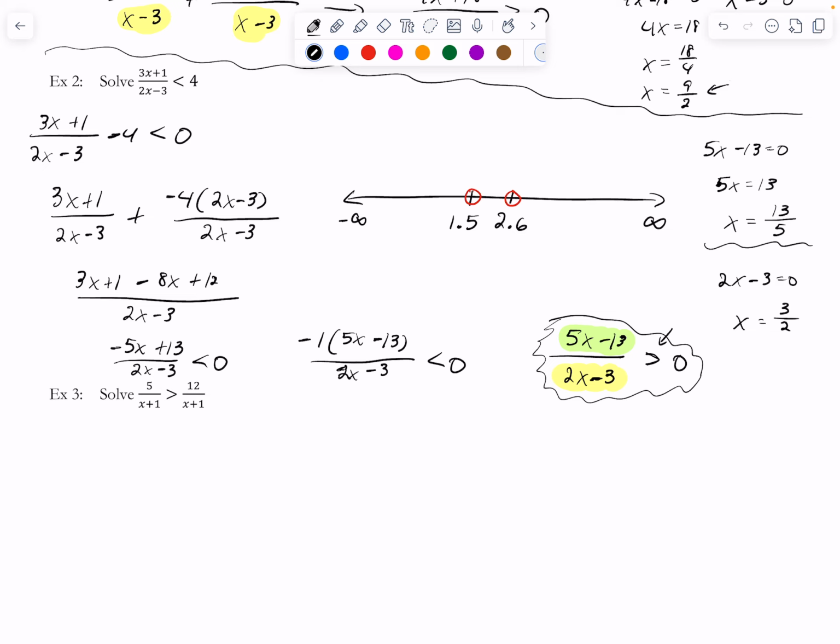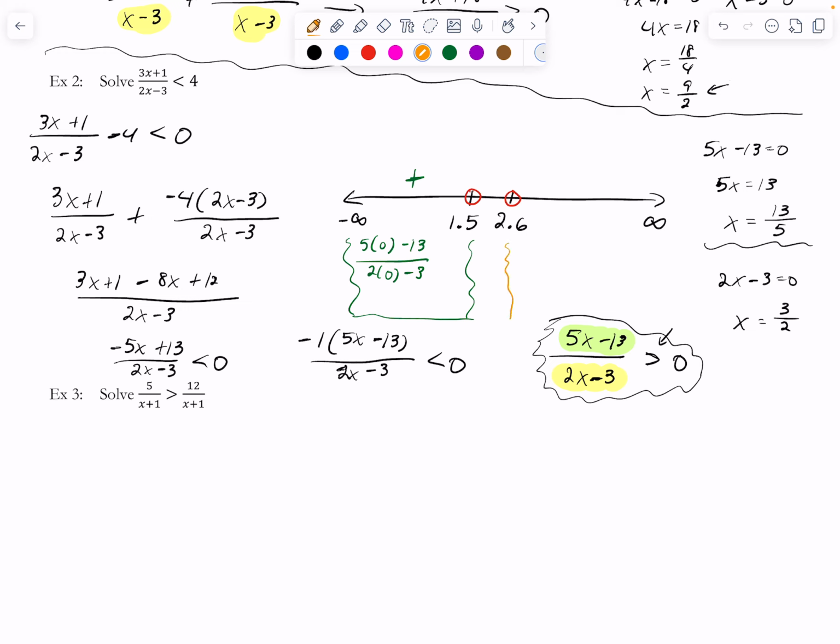And then it becomes plugging in to see what's happening in those different intervals. So I'll start with this first one. I'm going to plug in something between negative infinity and 1.5. I'm going to choose 0. So 5 times 0 minus 13 over 2 times 0 minus 3. That's a negative 13 over a negative 3, which is actually a positive.